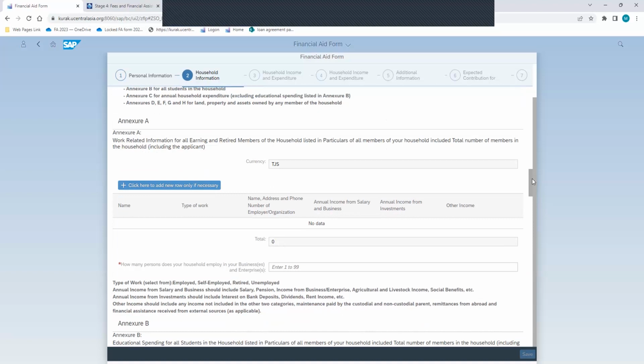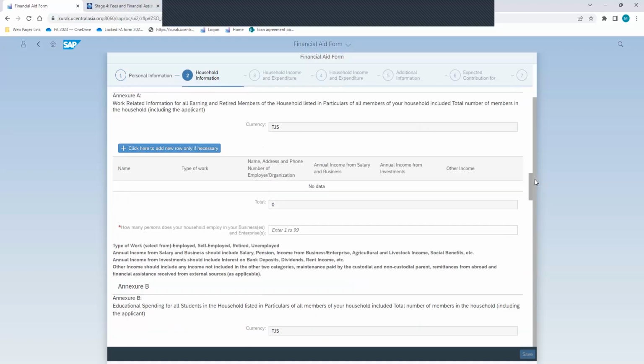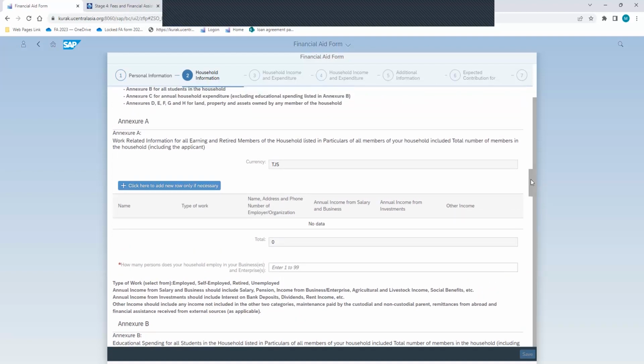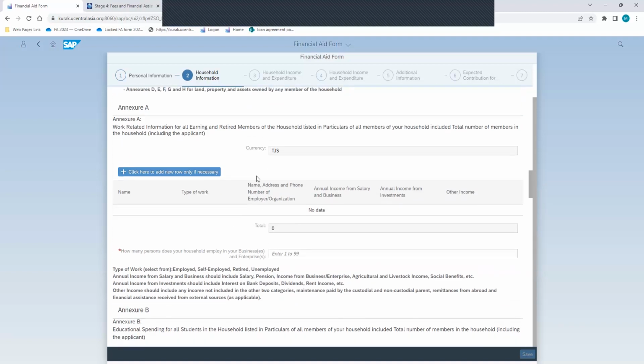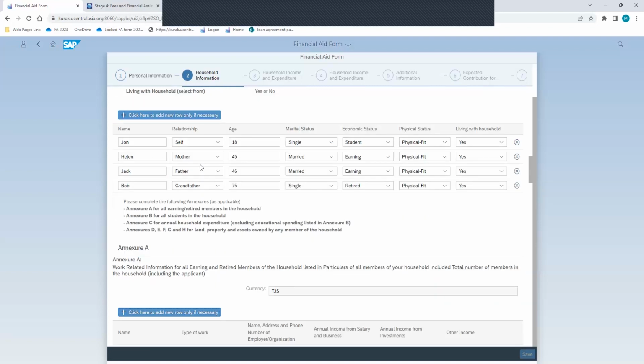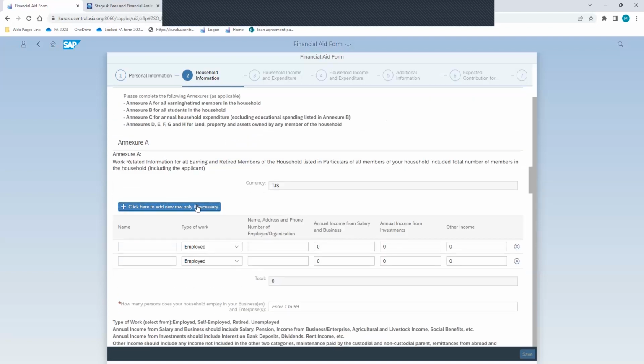There are several annexures here in the application. So we're starting from annexure A. For your convenience, we have just divided them separately. So let's start from annexure A. Annexure A is work-related information for all earning and retired members. If you remember above, we already mentioned who is retired and how many retired and how many earning members there are. In our case, there were 3 members of the household, so I'm adding 2 more lines.